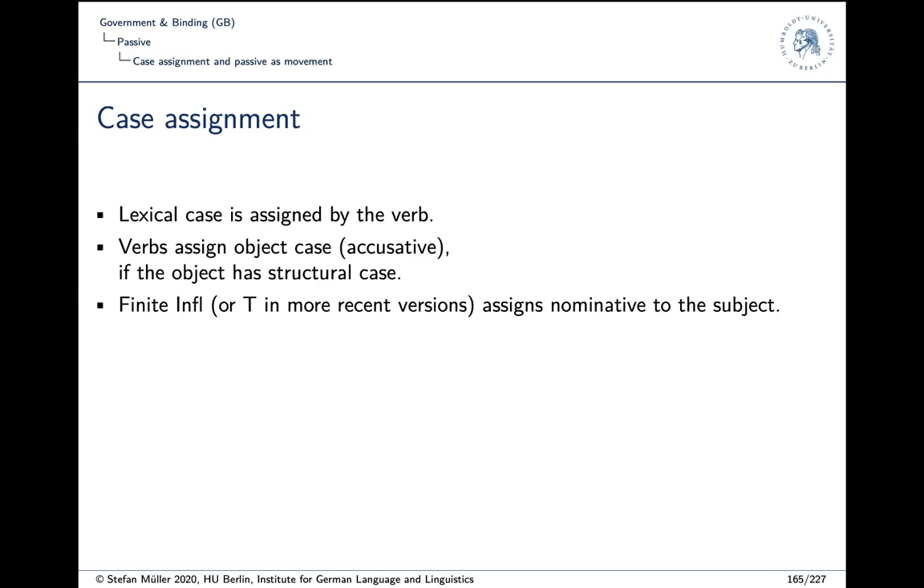Then we have finite Infl or T in more recent variants of the theory. And this Infl assigns nominative to the subject. There's one important ingredient of the theory, that's a case filter. It says that every NP has to have case. So you cannot have NPs somewhere in the tree that do not or did not get a case from some case assigning head. So if you have a syntactic tree as output of your derivation, and there are NPs in that that do not have case, then the tree is not well formed.